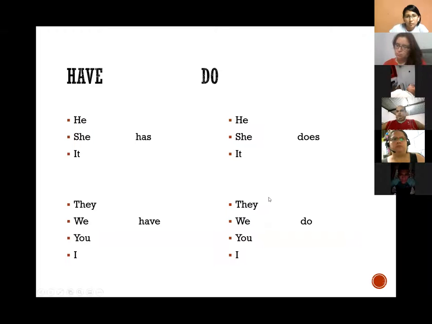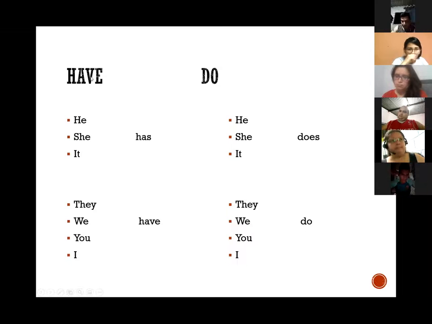También tenemos, podemos llamarle, verbos irregulares. En la forma del presente simple, tenemos estos dos verbos. Tenemos el verbo have and do. El verbo have significa tener and do significa hacer.